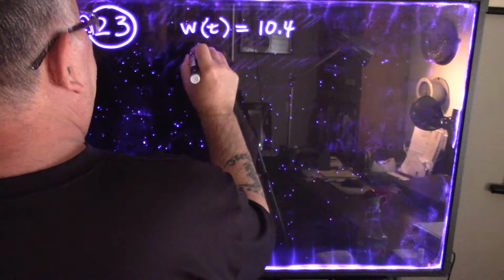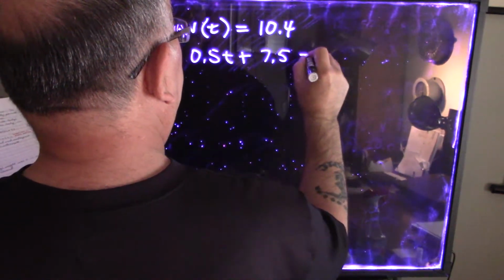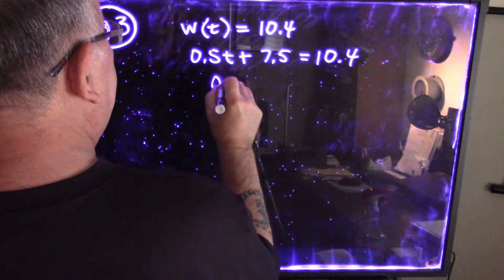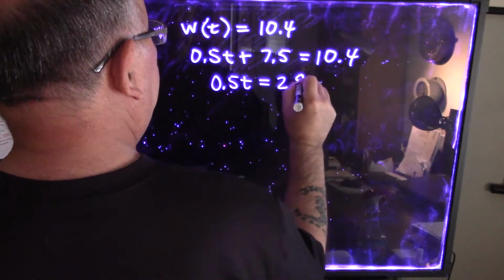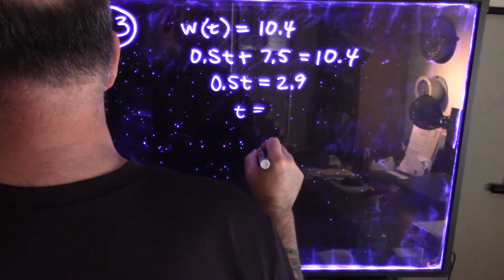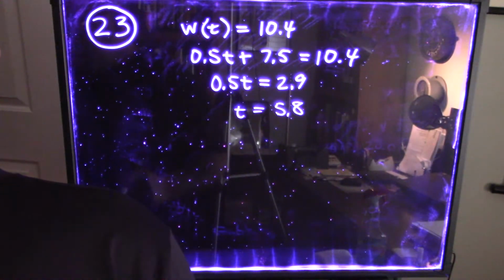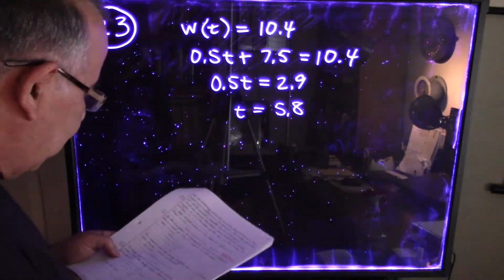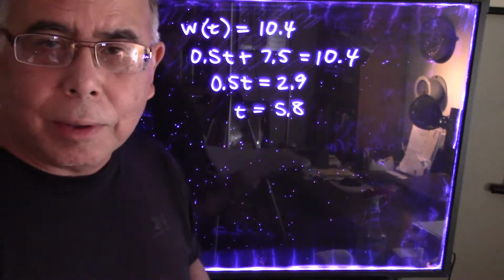So W of t is 0.5t plus 7.5 equals 10.4. Subtract 7.5 from both sides. 0.5t equals 2.9. And then you divide both sides by 0.5. So t is equal to 5.8. Again, t is in months, so when the baby is 5.8 months old, the baby weighs 10.4 pounds.